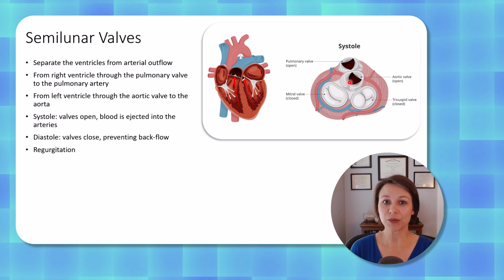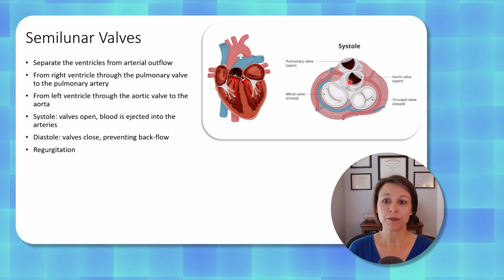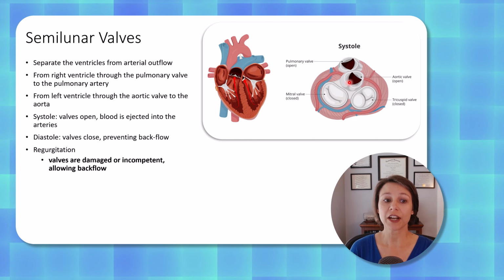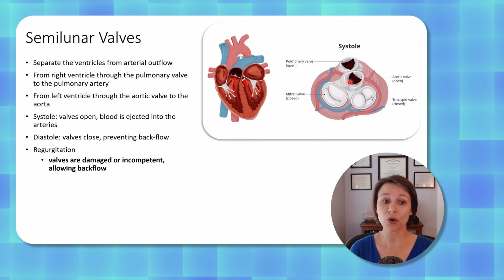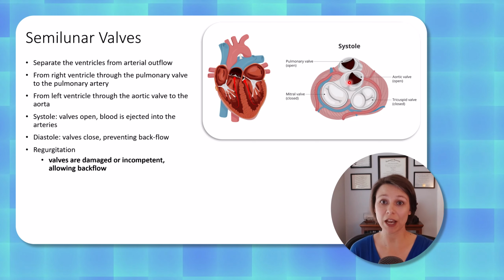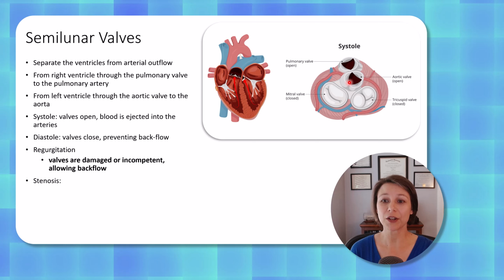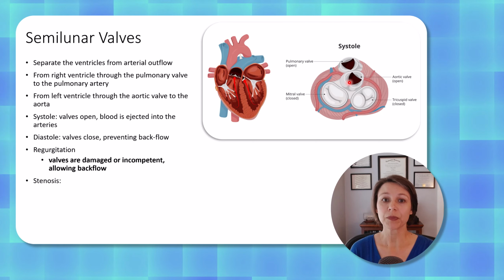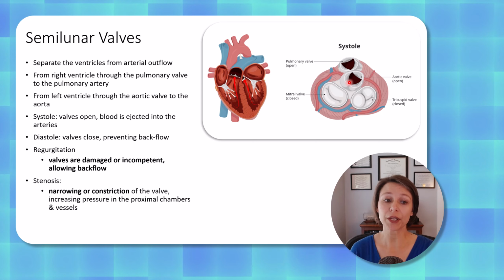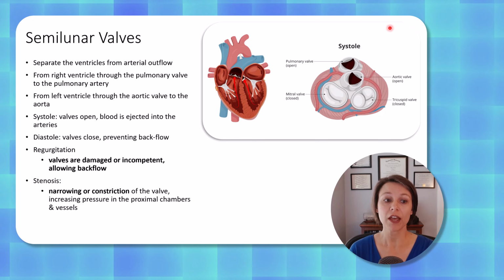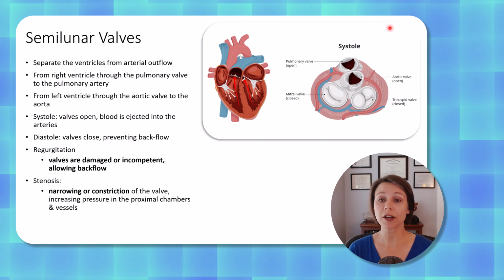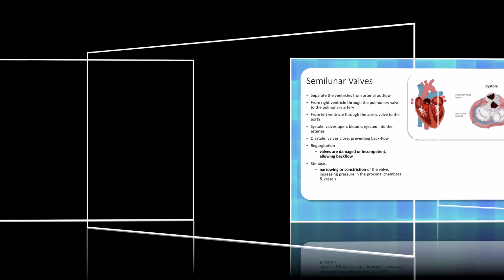Regurgitation. What is regurgitation? Regurgitation occurs when the valves are damaged or incompetent, and that allows backflow. How about stenosis? Stenosis is the narrowing or the constriction of the valve that increases pressure in the proximal chambers and vessels.